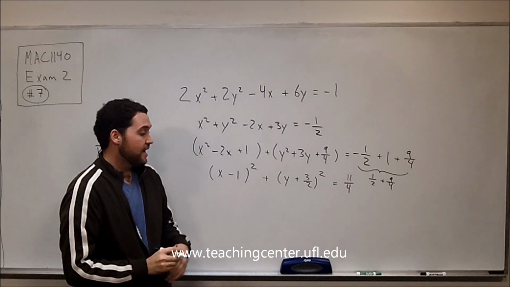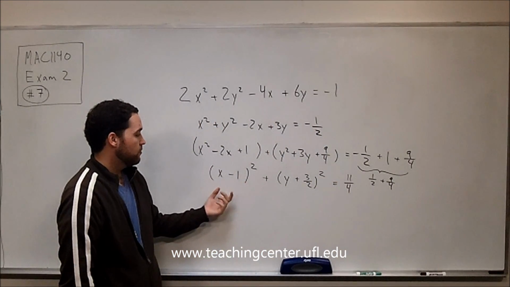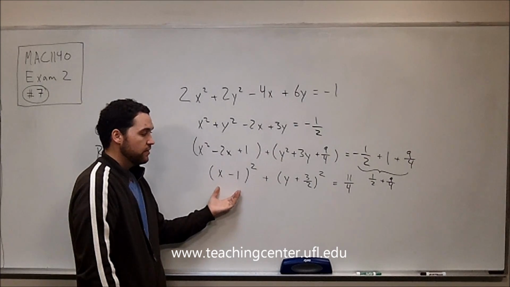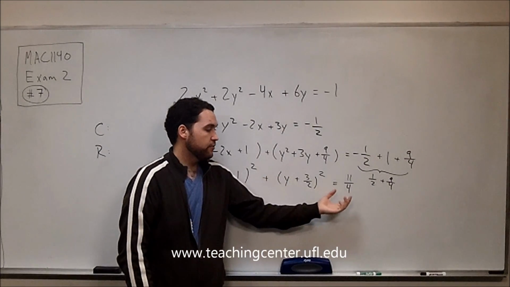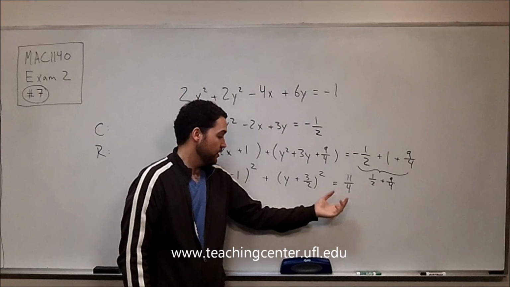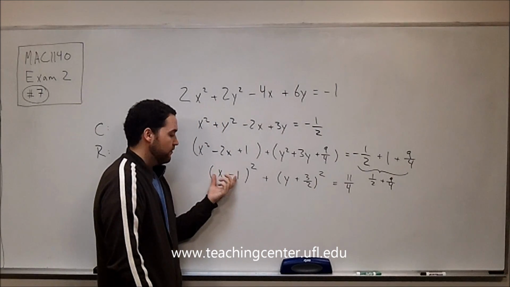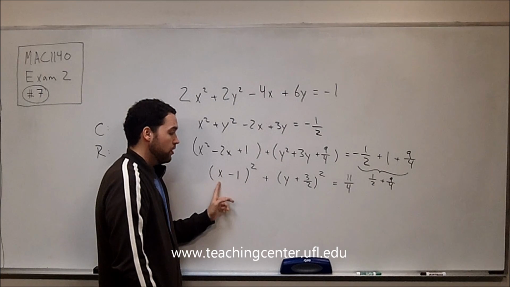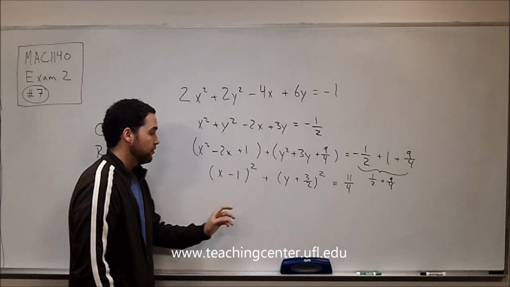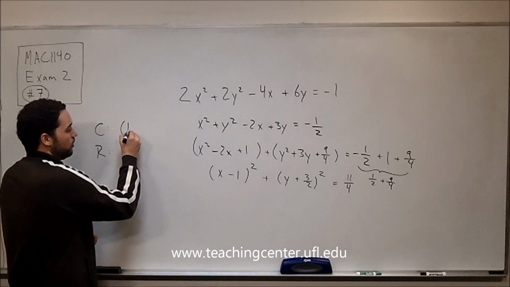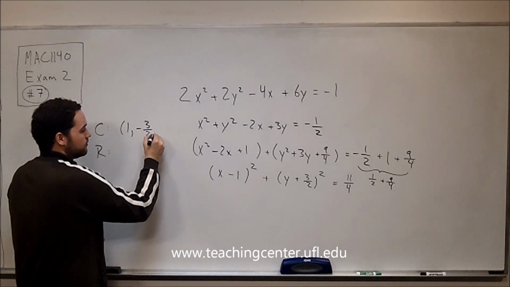Okay, and now we can read this, because this is supposed to be the x-coordinate of the center, the y-coordinate of the center, and this is supposed to be the radius squared. So your x-coordinate is going to be 1, because it's whatever makes this go to 0. And this is going to be negative 3 halves. So that's your center: 1 comma negative 3 halves.